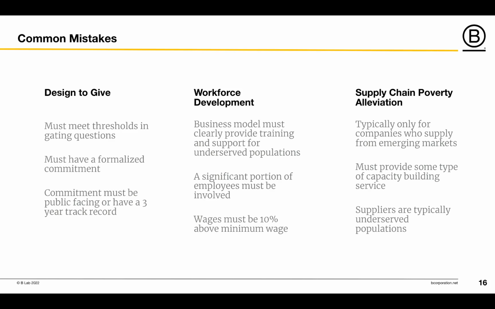The next IBM is the Workforce Development IBM. This IBM must be received by a business that has a model that is clearly providing training and support for underserved populations. Another important part of this IBM is that a significant portion of employees must be involved in the program, and that their wages must be at least 10% above the minimum wage. The Supply Chain Poverty Alleviation IBM is typically only for companies who supply from emerging markets. You must also provide some type of capacity building service to those suppliers, and those suppliers are typically underserved populations.